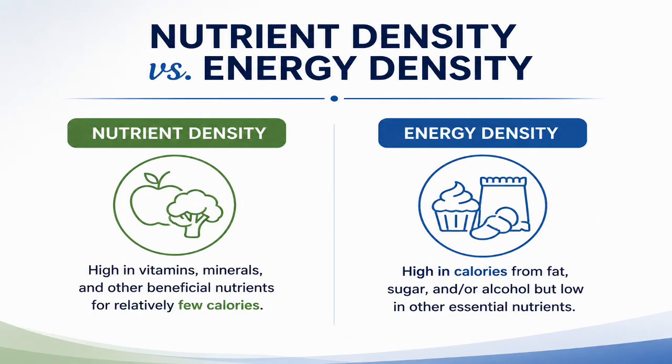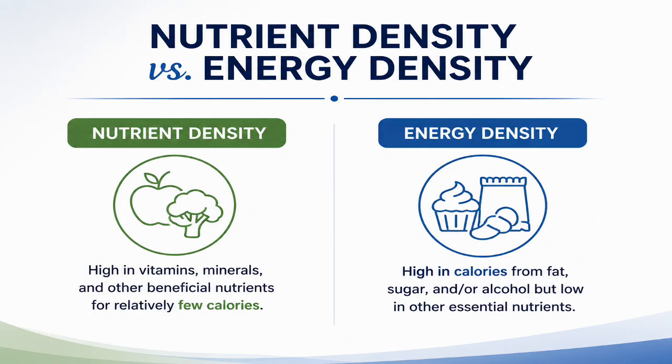So, energy density asks a different question. How many calories are packed into a given weight of food? A pretty useful example is grapes and raisins. They come from the same fruit, right? But raisins have had much of their water removed. And because the calories are concentrated into a smaller weight of food, raisins are more energy dense than fresh grapes. Foods higher in fat also tend to be more energy dense because fat provides that 9 kilocalories per gram.